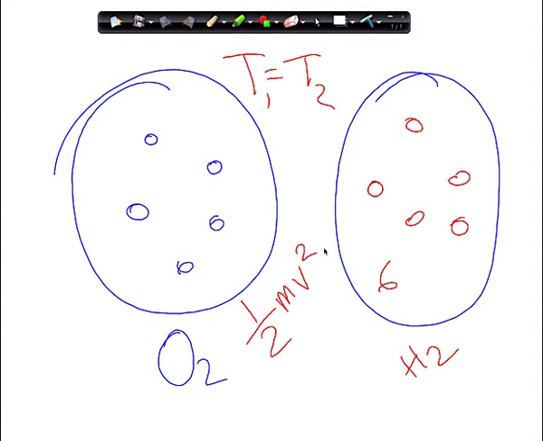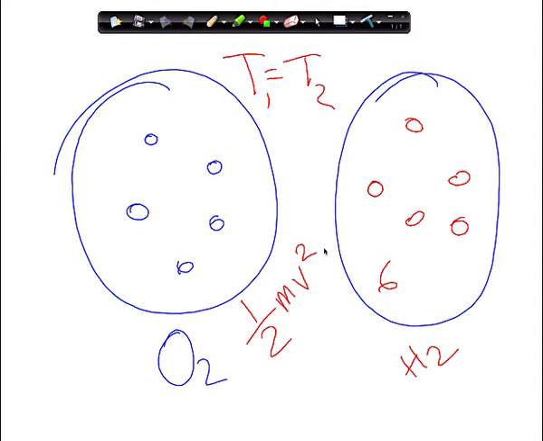Which one's moving faster, the oxygen or the hydrogen? The hydrogen. So guys, think about it this way. If you've got a dump truck and a baseball, the baseball's got to be traveling a whole lot faster than the dump truck to have the same energy, right? Because the baseball weighs next to nothing. The dump truck weighs as much as a dump truck.